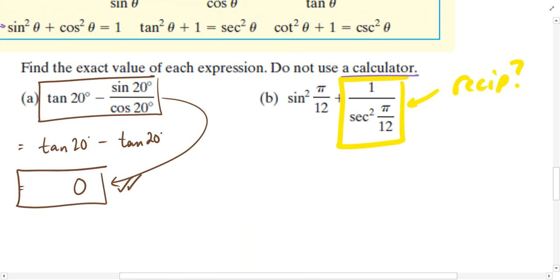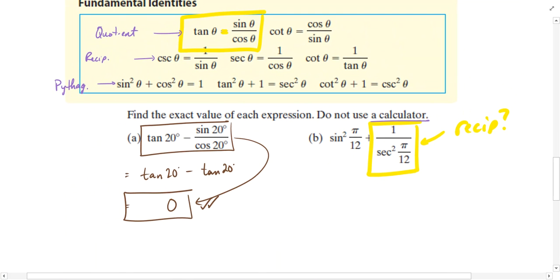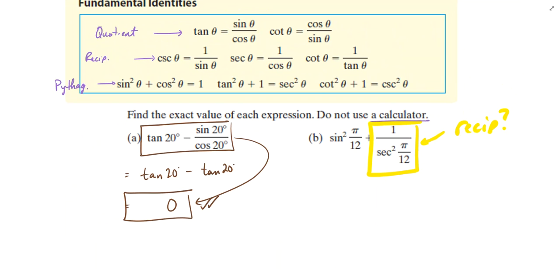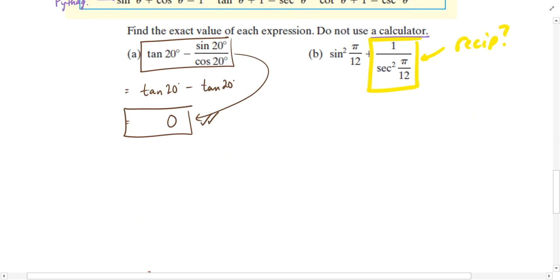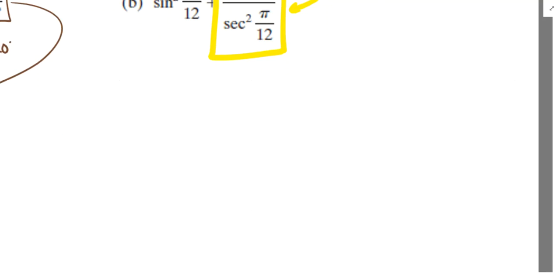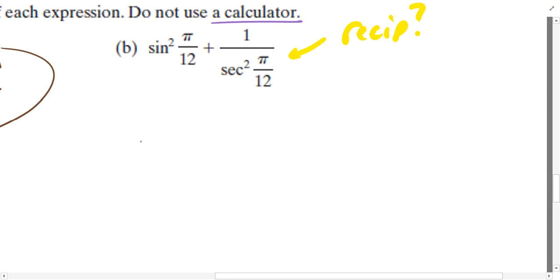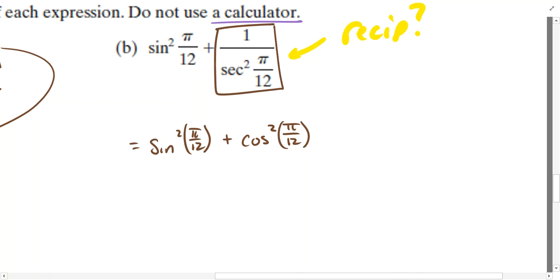And so I'm going to look at the reciprocal group, and I'm going to decide, well, what is the reciprocal of secant, or secant squared? And here it is right here. Secant and cosine go with one another, so the reciprocal of secant squared is indeed cosine squared. So another way to rewrite this expression is sine squared of pi over 12. We can use grouping symbols here. I tend to show the grouping symbols. Plus cosine squared of pi over 12, because again, this expression is the same as cosine squared.